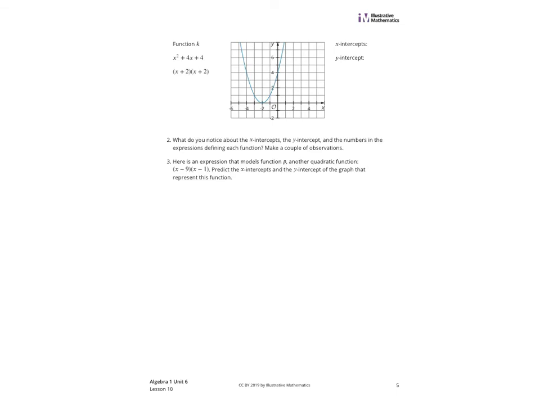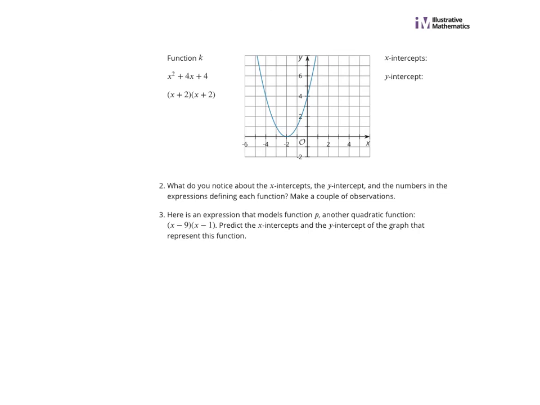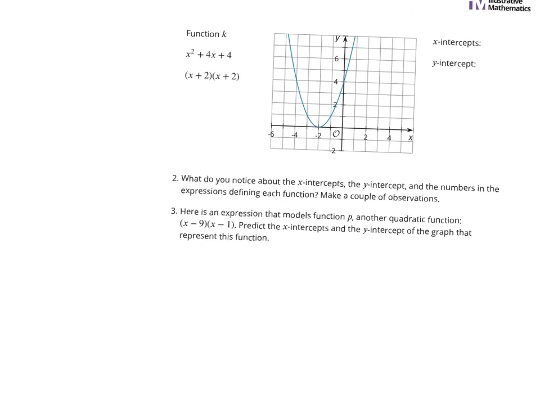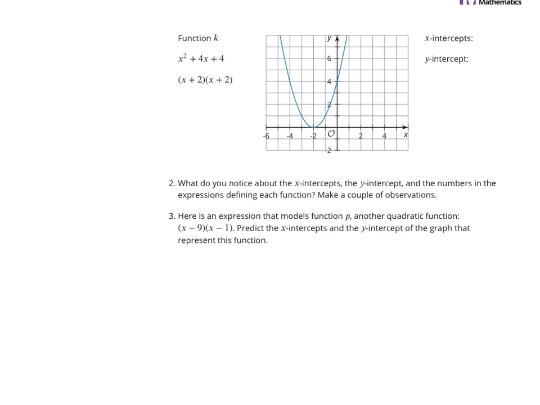And one more. So we have function k, looks like my y-intercept is 4, and my x-intercept is -2, both -2's, which is true. Okay, that would be x plus 2 equals 0, so x equals -2. So we only have one x-intercept.